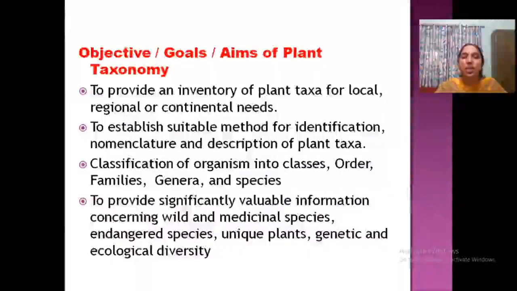Now, why are we studying plant taxonomy? That is, what are the objectives? Mainly to make an inventory of plant taxa for local, regional and continental needs. Then identification, nomenclature and description. Then to classify them into classes, orders, families, genera and species. And also to provide valuable information regarding medicinal uses. Then we have to assign them as endangered or unique or likewise. So, it is helpful in conservation also.